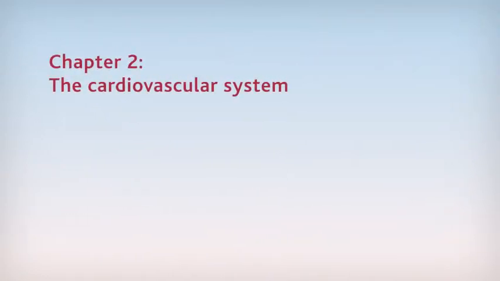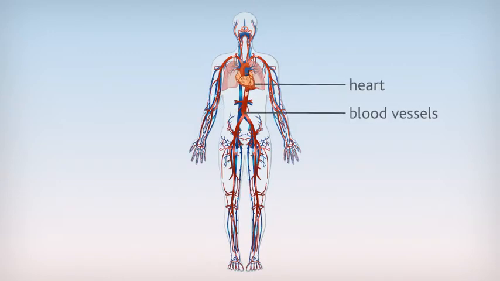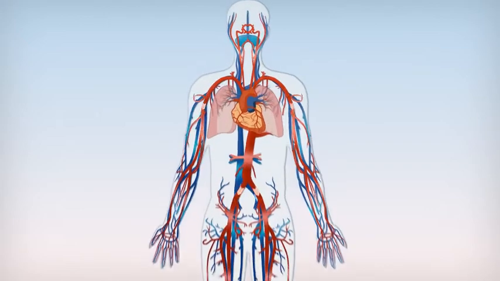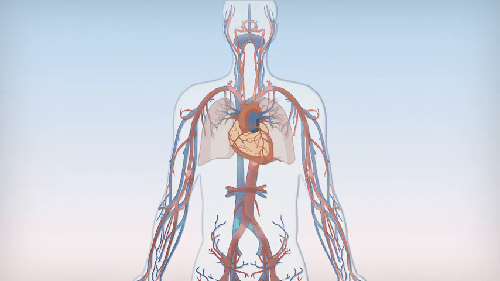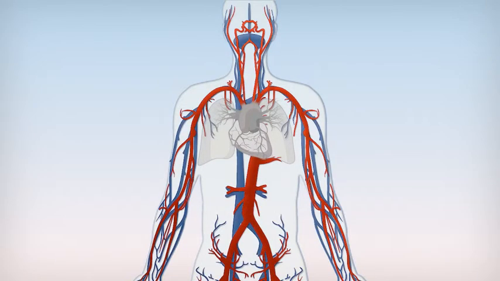The cardiovascular system. The cardiovascular system is a transport system for oxygen and nutrients that includes the heart, a network of blood vessels, and the blood itself. The heart is the motor, and the blood vessels are the tube system in which the blood circulates. The blood vessels consist of so-called arteries and veins.